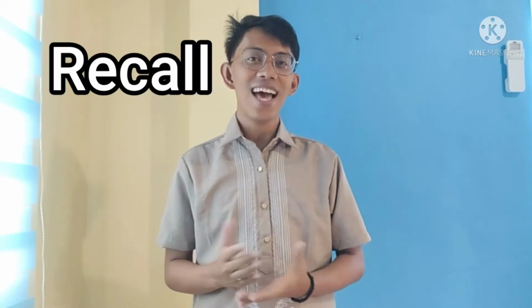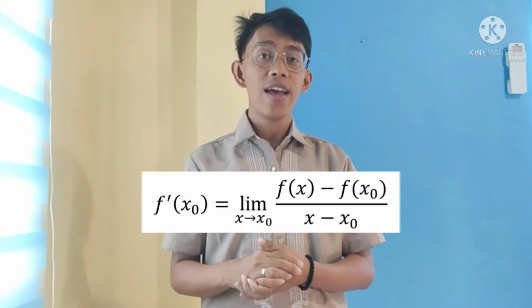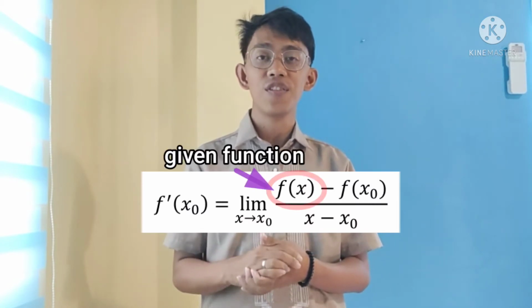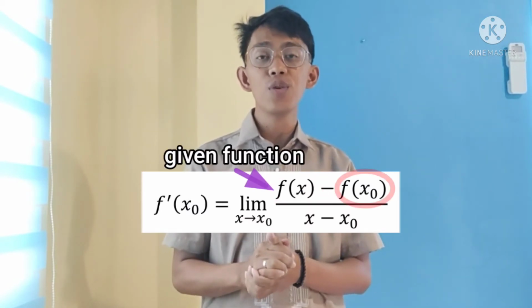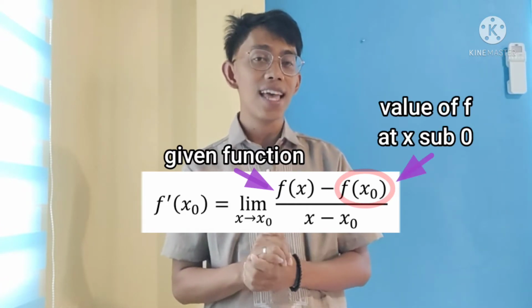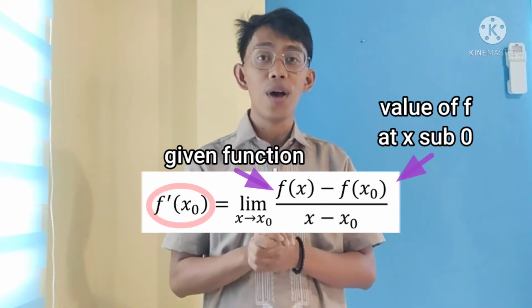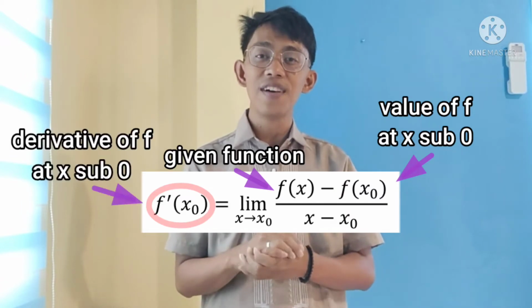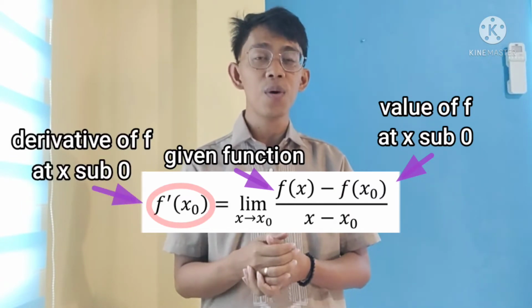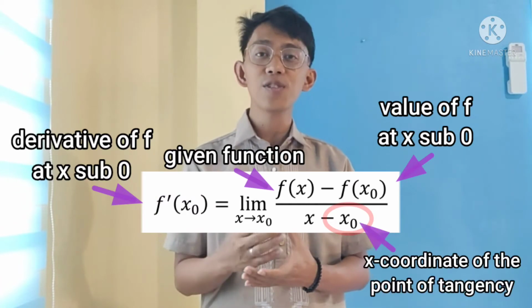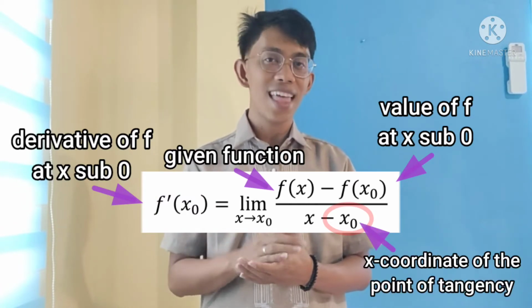Let's recall. Last time, we defined derivative using a mathematical expression. Can you write it down on your study guide? Yes! Last time, we defined derivative using this expression, where f of x is the given function, while this one refers to its value when evaluated at x is equal to x sub 0, while this one is its derivative at x is equal to x sub 0, while x sub 0 is the x-coordinate of our point of tangency.